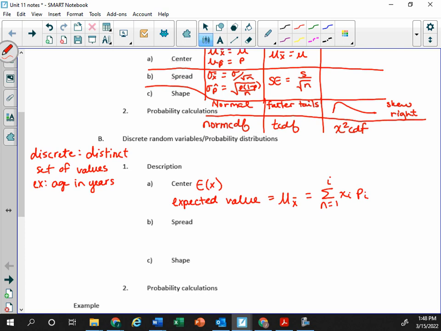No, I is not an imaginary number here. We're not dealing with that with our probabilities at all. It's just saying n goes from 1 to whatever it ends at. The x, that's just like the value we're talking about, so like someone's age. And then the p is the probability of that value occurring.